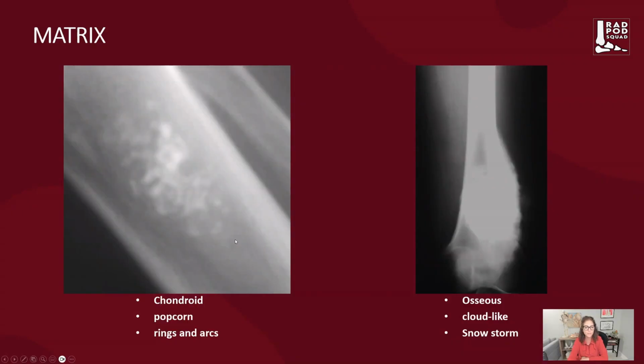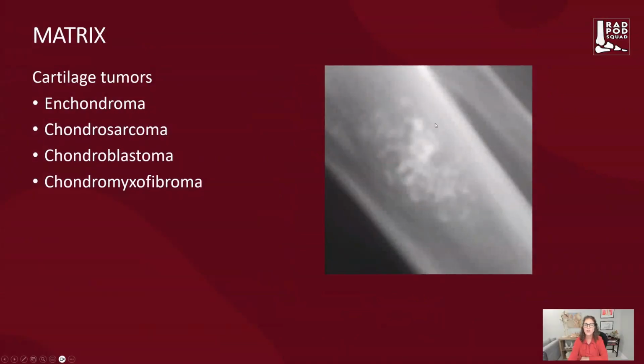Moving on to matrix, we can identify chondroid matrix by its popcorn or ring and arc type. Sometimes it's described as stippled, versus the osseous cloud-like snowstorm patterns in this patient who has osteosarcoma. In our patient here, further examining cartilage tumors, we can see that stippled ring and arc type of pattern of calcification that is seen in a benign enchondroma. But other types of cartilage tumors include chondrosarcoma, chondroblastoma, and chondromyxoid fibroma.